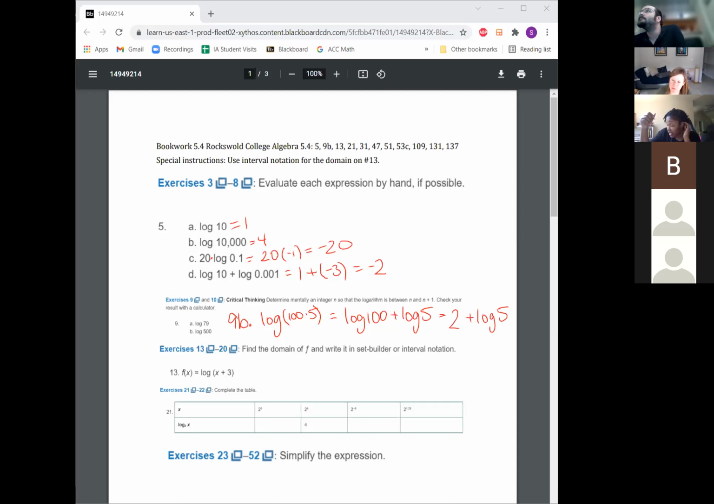I'm not sure, but if I had to guess, would I have to put something in parentheses? Because I was looking at integer, I was looking at the notation. Never mind, I don't know. Integer is just like a whole number. So determine mentally a number, right? So that the logarithm is between that number and the number plus 1.